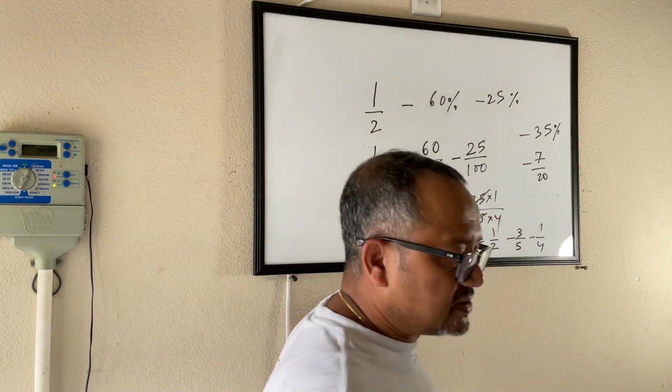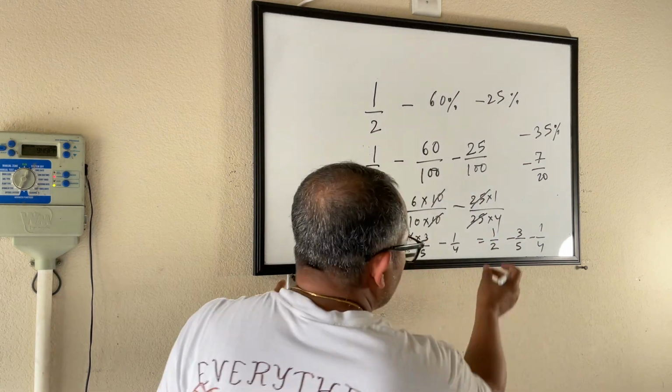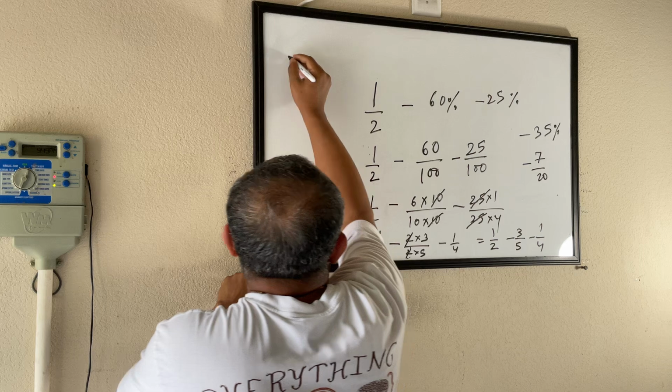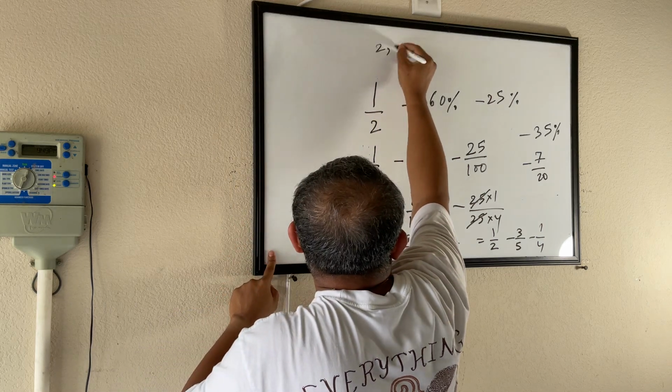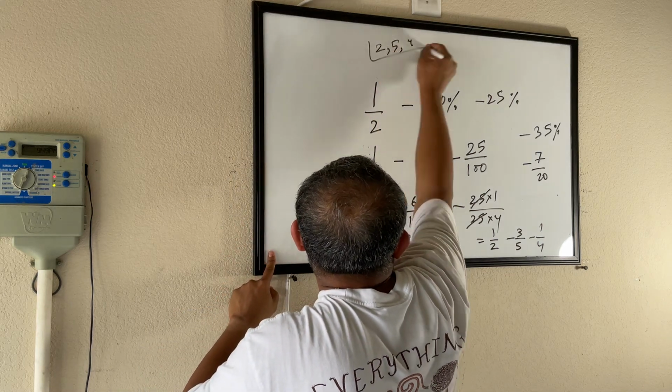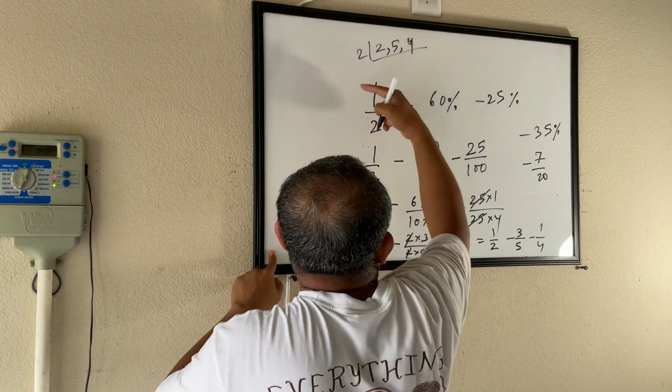3 fractions. I have to do an operation with that. The denominators are 2, 5 and 4. I'll find out the LCM of 2, 5 and 4. What is the smallest number that can divide one or more of them?